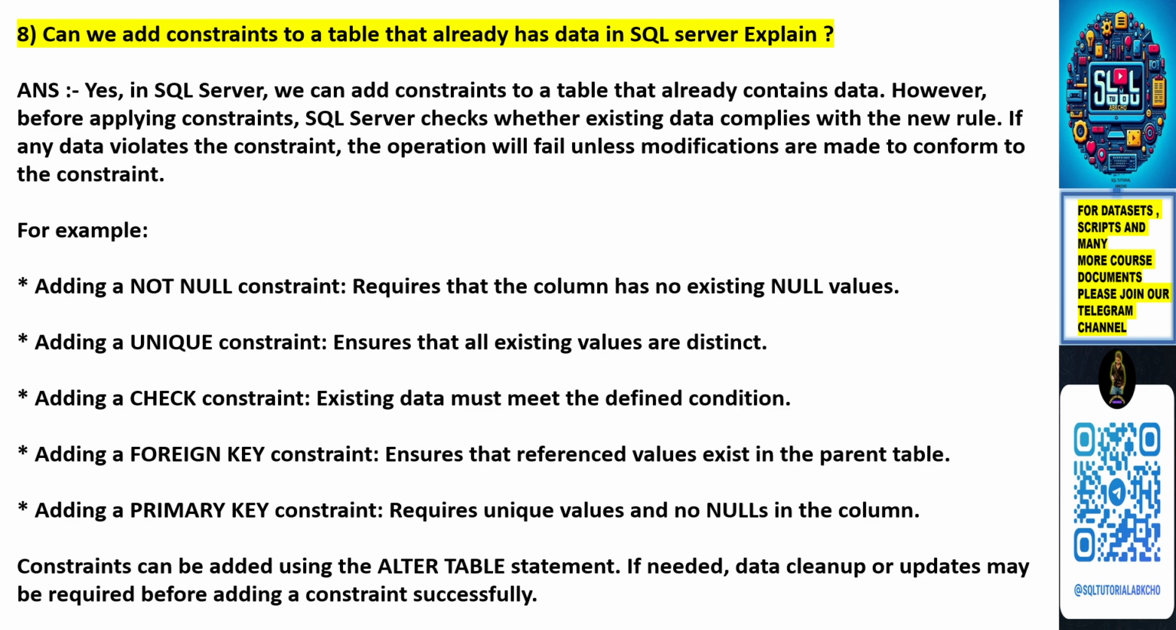For example, adding a NOT NULL constraint requires that the column has no existing null values. Now the second point: adding a unique constraint ensures that all existing values are distinct. Now the third point: adding a check constraint, existing data must meet the defined conditions. Now the fourth point: adding a foreign key constraint ensures that a referenced value exists in the parent table. So the reference value must be there in the parent table for the foreign key table. And the last point: adding a primary key constraint requires unique values and no nulls in the column. Okay, that is clear.